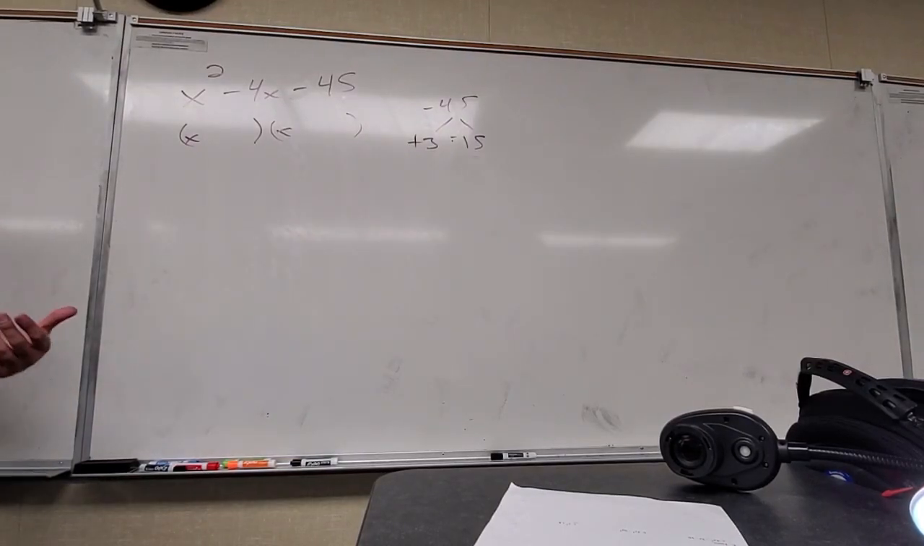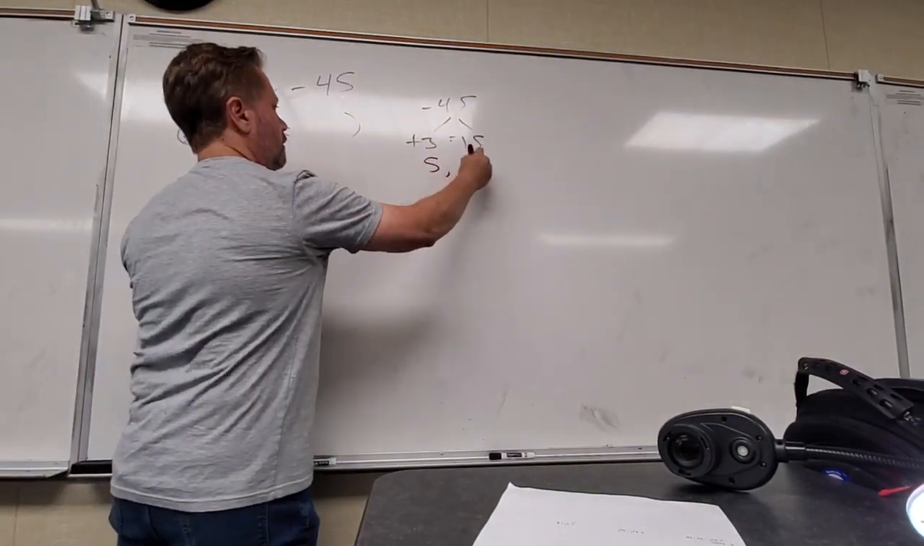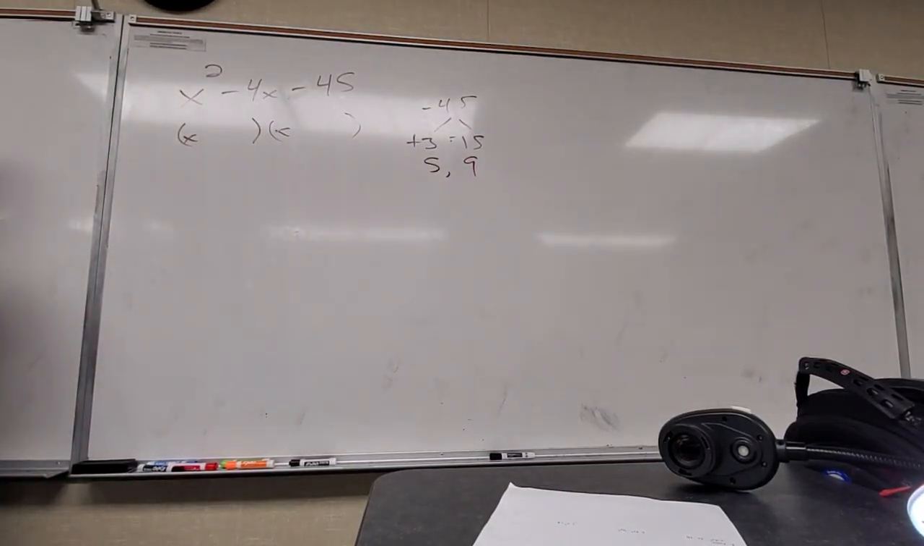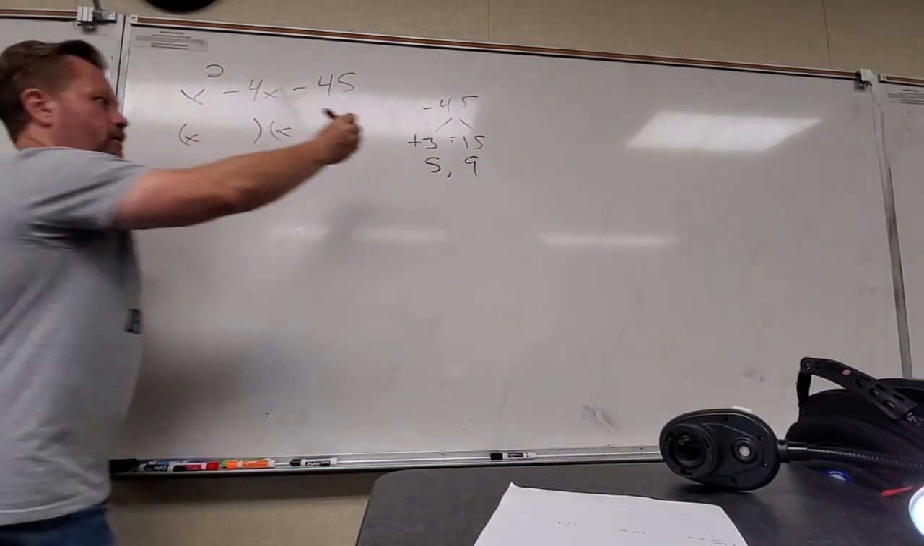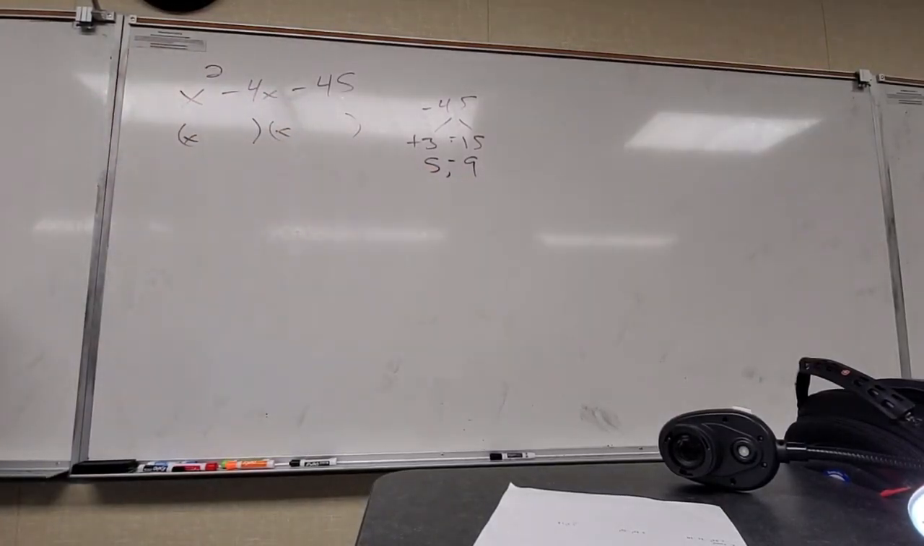What else multiplies to be 45? 5 and negative 9. Yeah, 5 and 9 makes 45, yes? And if I make the 9 negative, it also adds to be negative 4. Are you guys following? Okay.